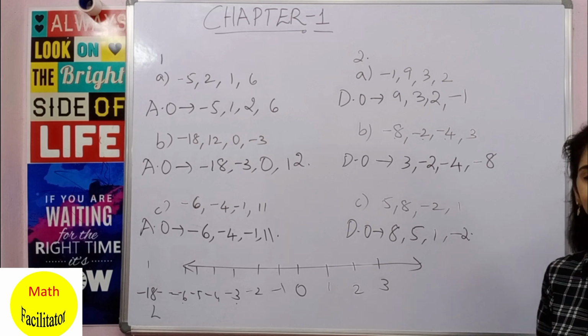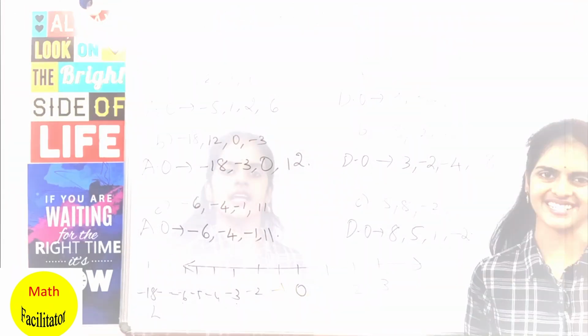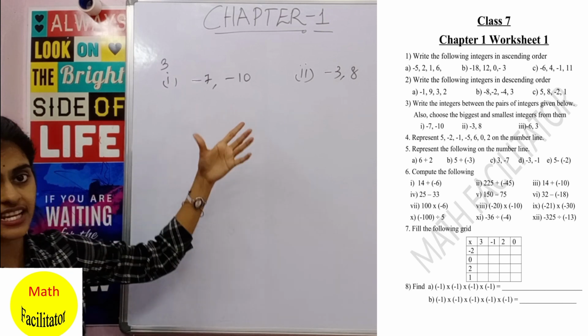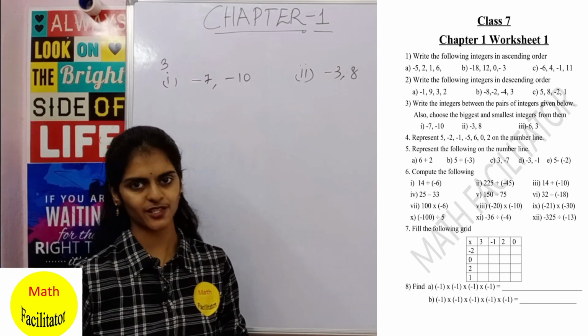Clear with ascending and descending orders? Now let us move on to the next question. Now in this question you have to write the integers between these two integers, and also you have to find the greatest and smallest.